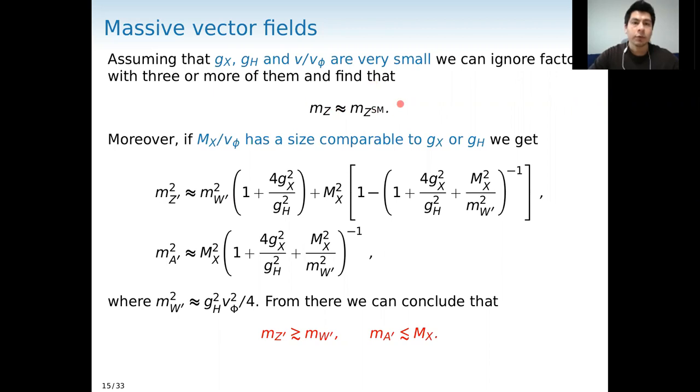The effects are going to be very, very small. And if we also assume that m_X over b_phi is comparable to gX or gH, we can find expressions that are much simpler for the mass of the Z prime and the mass of the A prime. Something that we can conclude from these complicated expressions is that the mass of the Z prime is going to be larger or similar to the mass of the W prime, and that the mass of the A prime is always going to be smaller than this parameter m_X.